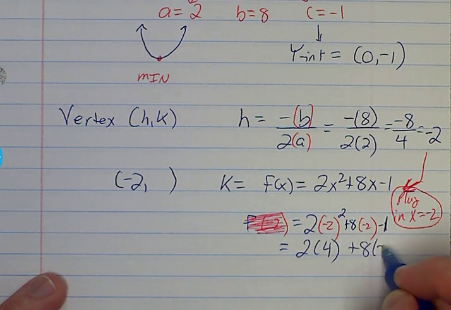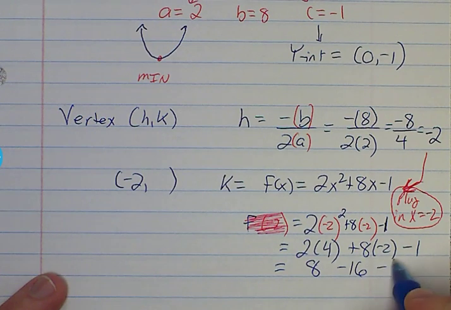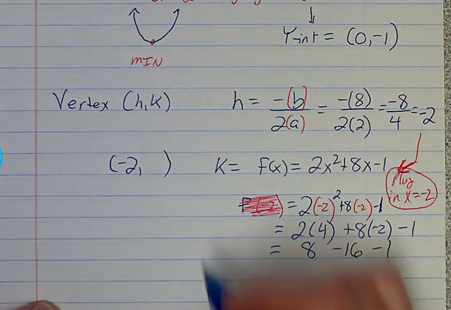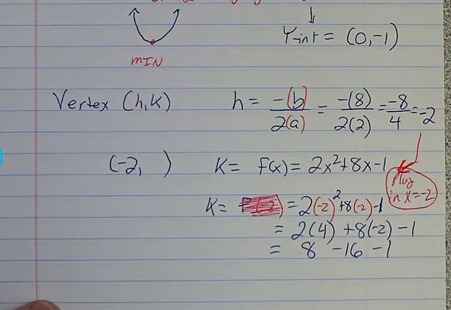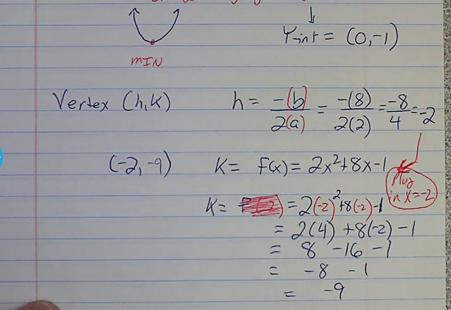So we get the exponents out of the way first. And once the exponents are gone, now we can do the multiplication. 2 times 4 is 8. 8 times negative 2 is a negative 16. Eight minus 16 is negative 8. Negative 8 minus 1 is negative 9. So that's our second value that goes in right there for a vertex.